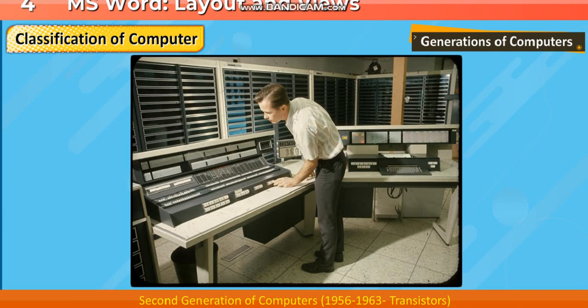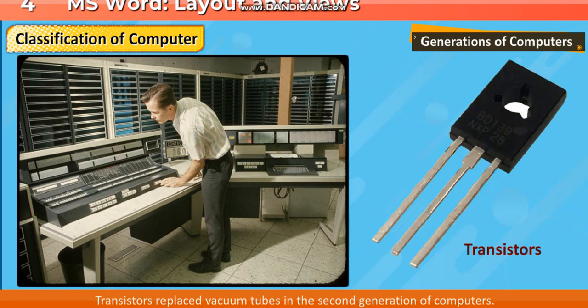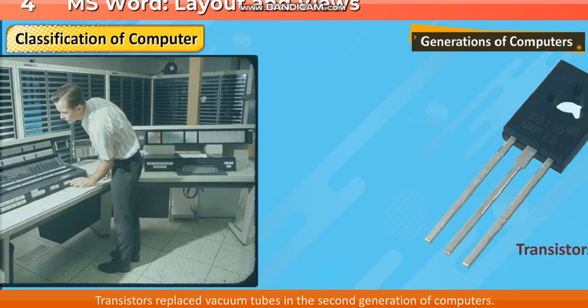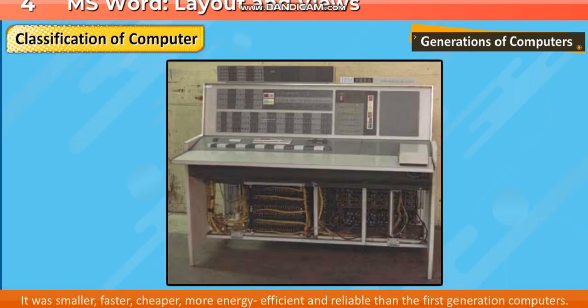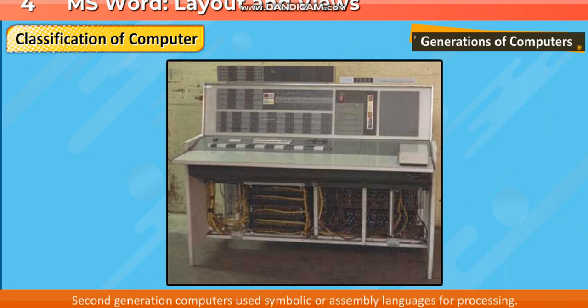Second generation of computers, 1956 to 1963, transistors. Features of second generation of computers. Transistors replaced vacuum tubes in the second generation of computers. They were smaller, faster, cheaper, more energy efficient, and more reliable than the first generation computers. Second generation computers used symbolic or assembly languages for processing.